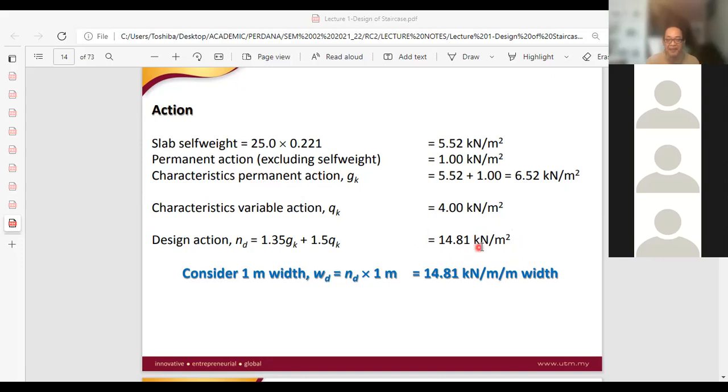Okay, now kita multiply yang ini with 1 meter width. Okay, remember slab pun macam tu kan, multiply by 1 meter width of the slab. So staircases pun kita ambil pendekatan yang sama, the same approach. We are multiplying this loading ni to be for every 1 meter width of the slab.